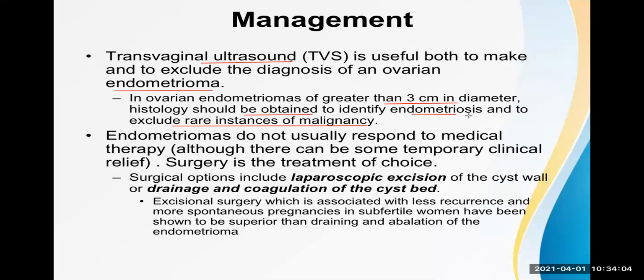And endometriosis should be confirmed by histopathology again. Now, endometrioma does not usually respond to medical therapy, although there can be some temporary clinical relief. Surgery is the treatment of choice, but we have different medical therapies also available, especially for endometriosis. But here, remember what has happened? Endometrial tissue is there, we all know, but it is continuously bleeding every month, and probably that blood is localized there. And because of that blood, a lot of problems have already happened. So only medical therapy is not going to solve all the problems. Okay, the best treatment is surgery.